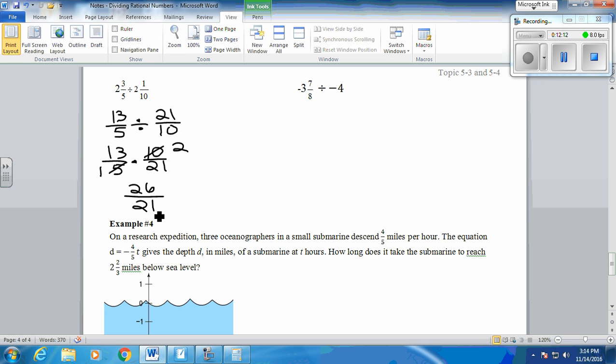Do not leave your final answer as an improper fraction, unless we're talking about your constant of proportionality. 21 goes into 26 one whole time. 1 times 21 is 21, so 26 minus 21 leaves me with a remainder of 5. So I have 1 and 5/21 is my answer. For the next one, go ahead and give that one a try on your own.